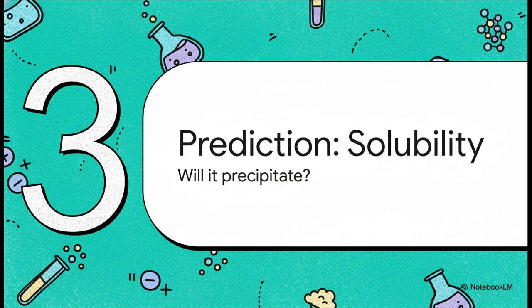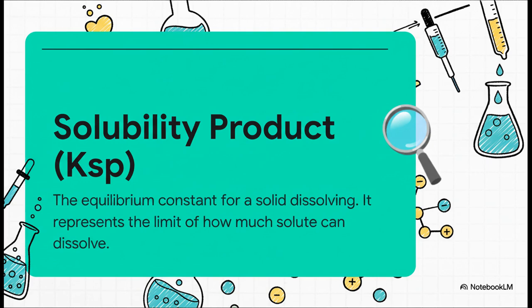We're going to shift gears from reactions in a solution to the limit of dissolving itself. In other words, how can we predict if we mix two liquids together, a solid is going to suddenly appear and fall out? We predict this using something called the solubility product constant, or a KSP. The easiest way to think about it is like a strict fullness limit for how many ions a solution can hold. For a substance like silver chloride, that number is incredibly tiny, which tells you right away this stuff does not like to dissolve in water.